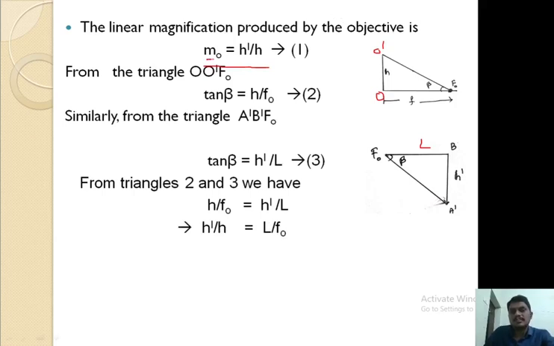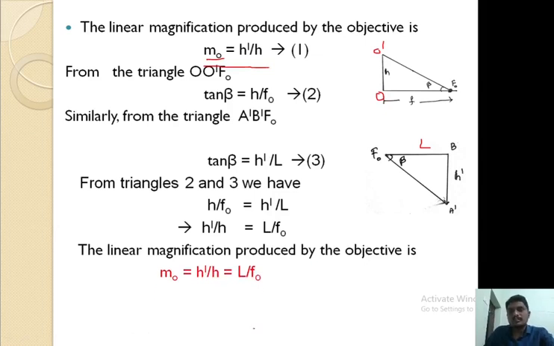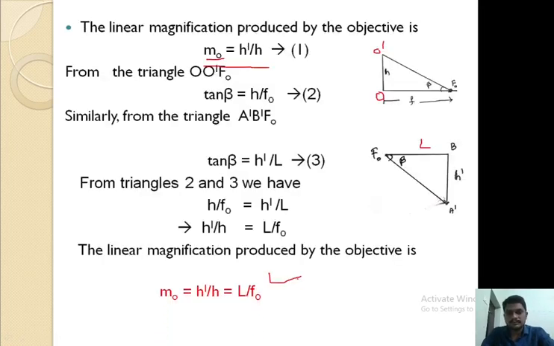So what is the magnification formula? M naught equals h dash by h. Therefore the linear magnification produced by the objective lens is l by f naught. So this is only the magnification produced by the first lens, the objective lens. Now there is another lens, that is the eyepiece, the lens which is close to the eye.